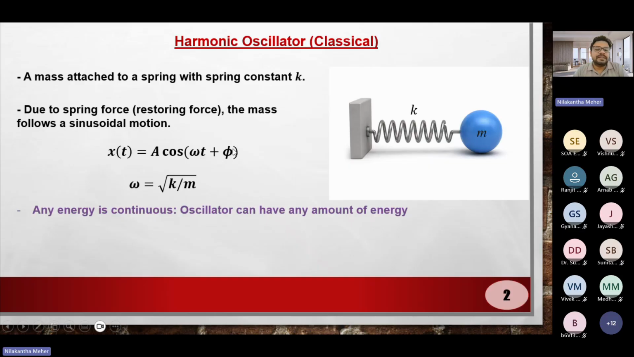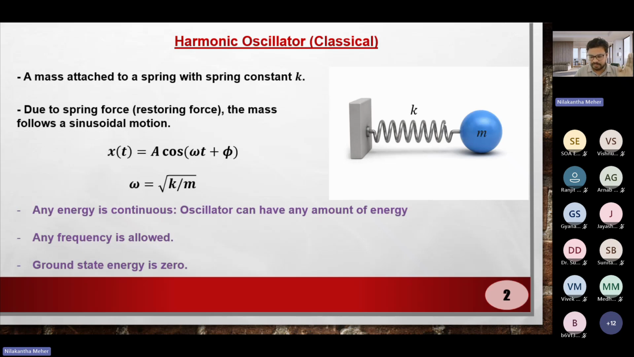Here you can see the energy is continuous. That means it can take any amount of energy, and any frequency is allowed. There is no restriction at all. And the ground state energy is 0 if you think of the oscillator classically. Okay, now let us go to the quantum harmonic oscillator.